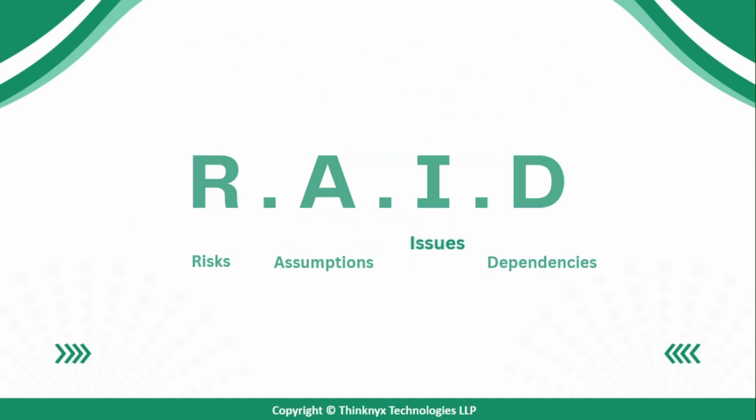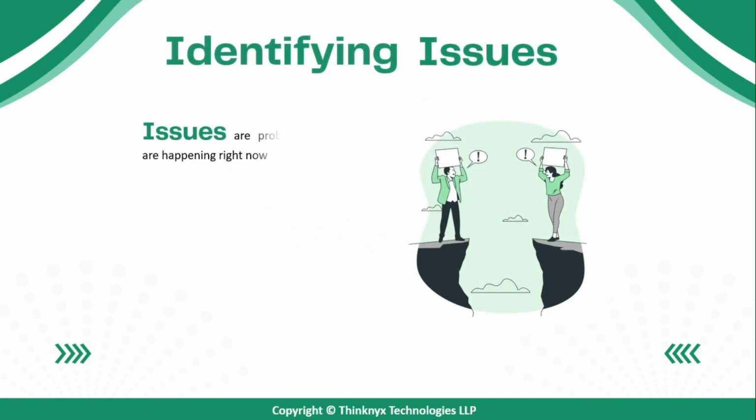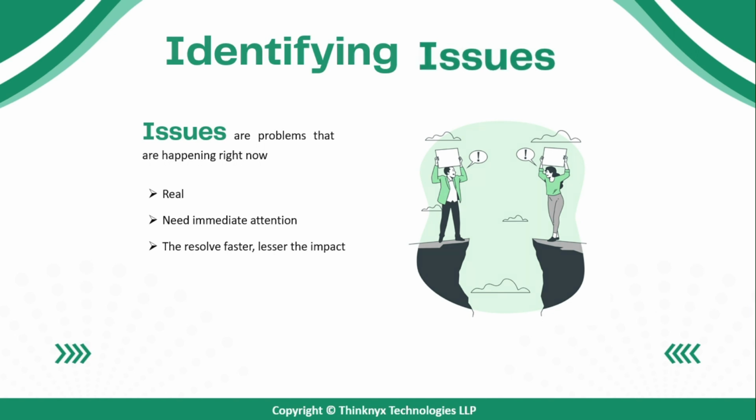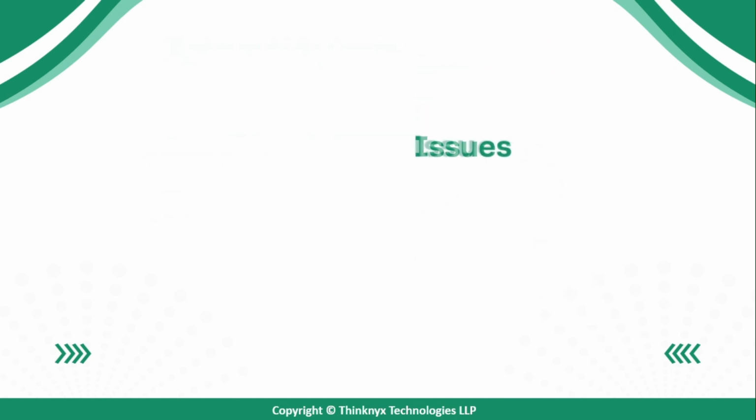Now, let's talk about issues. These are problems that are happening right now. Unlike risks, which are potential problems, issues are real and need immediate attention. The faster you resolve issues, the less impact they will have on our project. An issue could be anything from a bug in a software to a stakeholder who suddenly changes requirements. The key is to address issues as soon as they arise to keep your project on track.